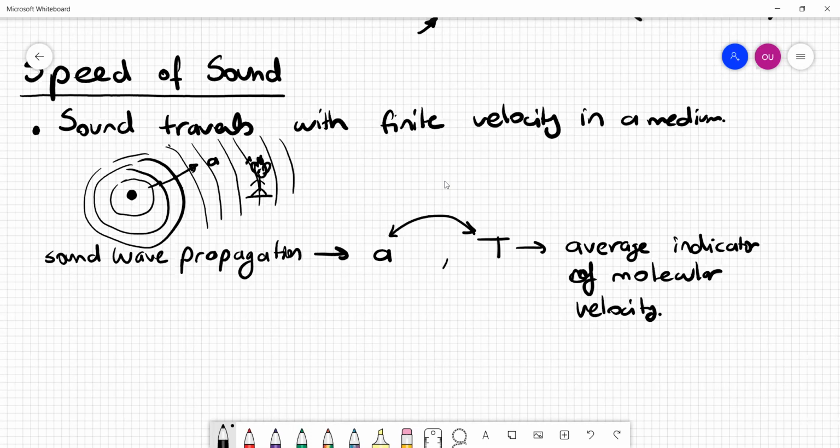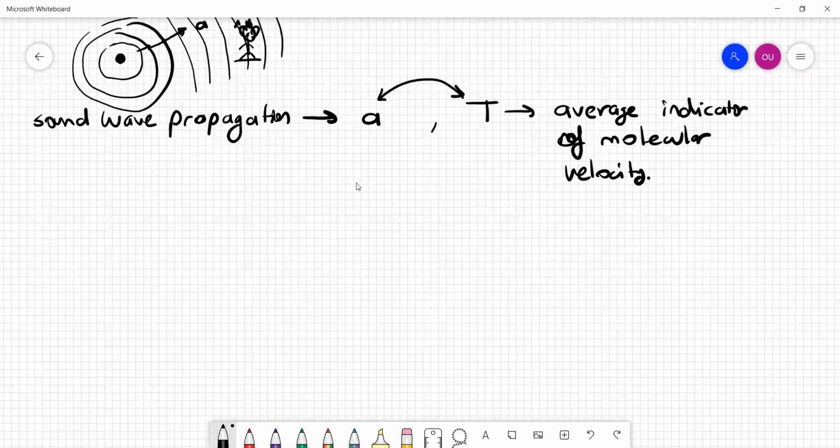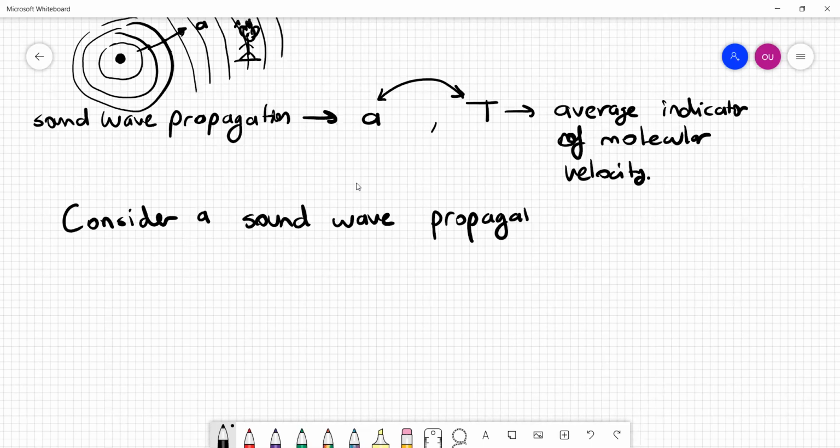So we will continue our discussion based on two cases. We will consider a moving sound wave. So let's say consider a sound wave that is propagating through a gas. Of course, we are limiting ourselves to air as our medium, so a gas in general, with velocity a. So it's moving, the propagation speed is the speed of sound, so with velocity a.